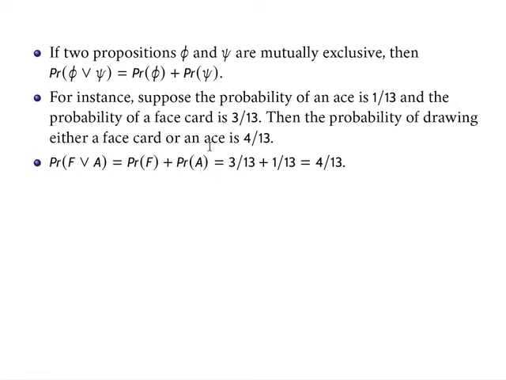And then from reflecting on the number of total cards in the deck, as well as the number of face cards and also the number of aces, we can just fill out what these individual probabilities are. So the probability of a face card is 3 over 13, and the probability of an ace is 1 over 13, and we just add those up to get that the probability of F or A is 4 over 13.